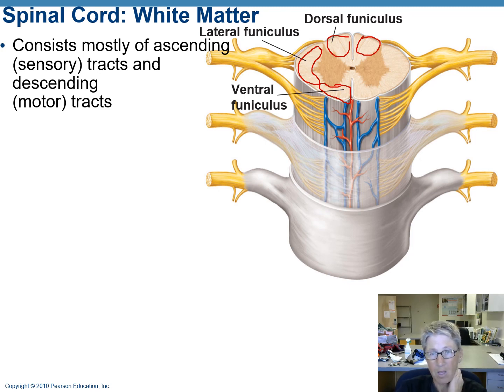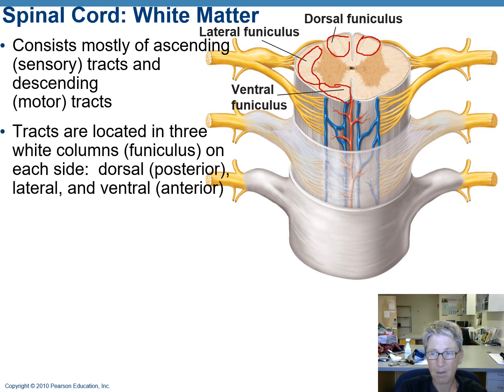So these funiculi consist mostly of ascending sensory tracts, so axons going up or ascending to the brain, and descending motor tracts, or axons going from the brain through the spinal cord and then out to the periphery. So all these tracts have names, and they're located in these three white columns, or in Latin, funiculus.